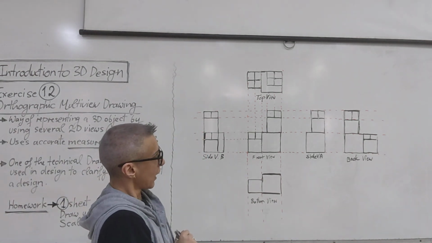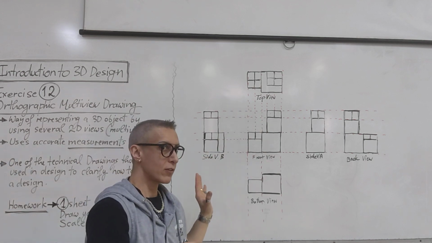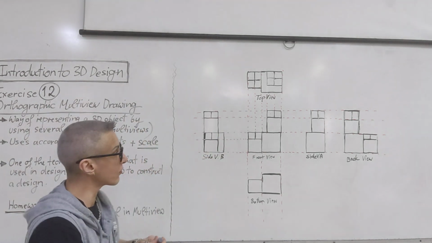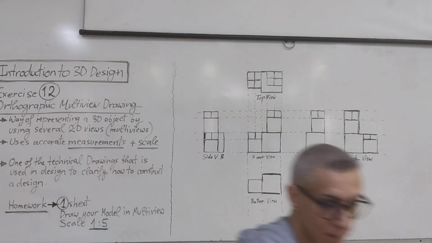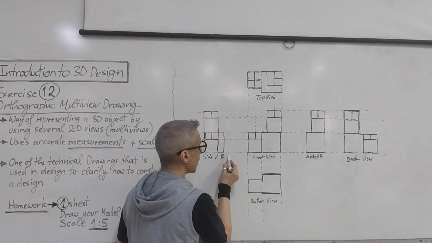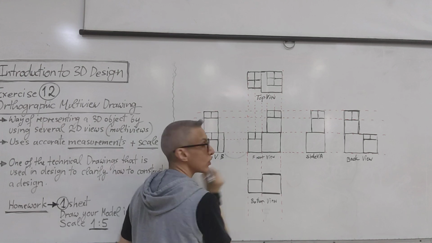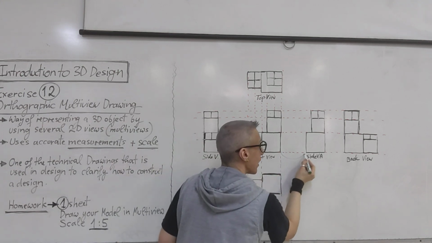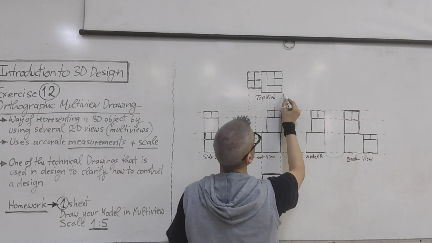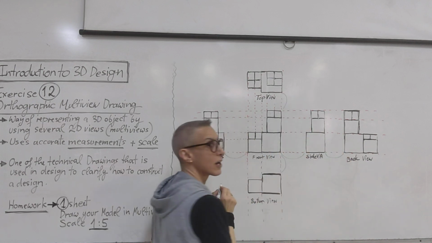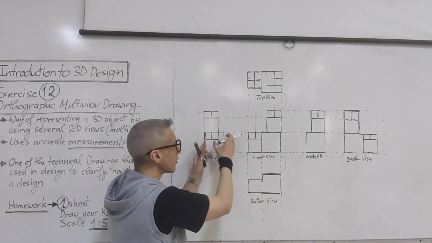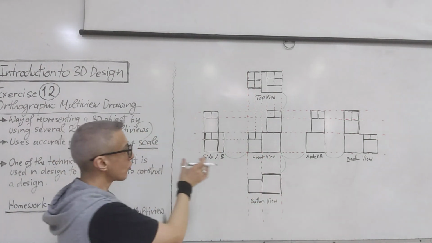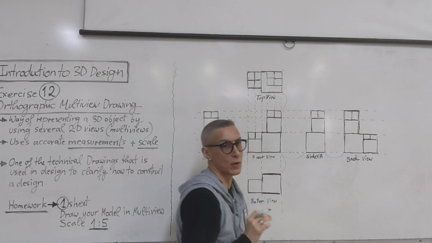Now, to draw this correctly, there are other rules that you need to follow. For example, each view must be spaced equally. Do you see this space from here to here? It should be the same here, the same here, the same here, and the same here. You cannot put, for example, one view very close and another very far away. So these spaces need to be planned on the paper.